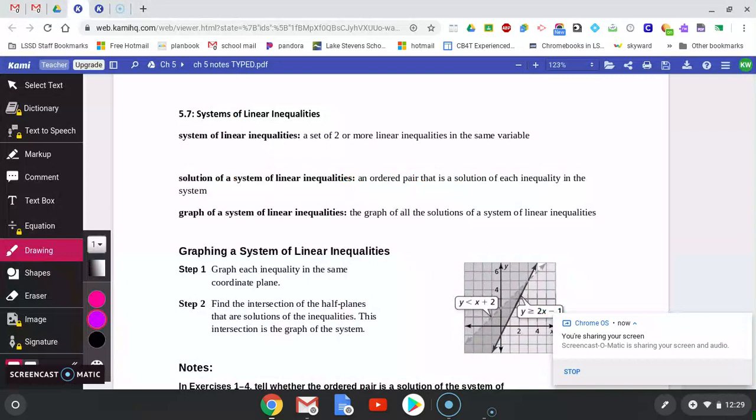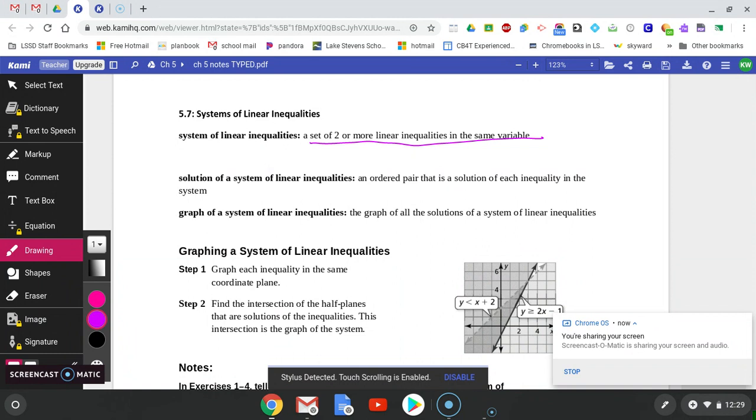So today we're going to look at what happens when we have a system of linear inequalities. That's when you have two or more linear inequalities. Just like when we were solving systems of equations, we had two or more equations and we wanted to know where it worked for both equations. Now we're looking at two or more inequalities and where it works for both of the inequalities. So the solution is going to be any ordered pair that works for both of your inequalities.